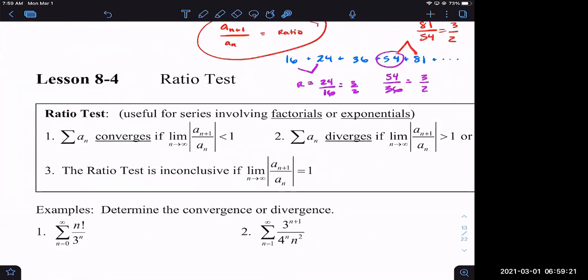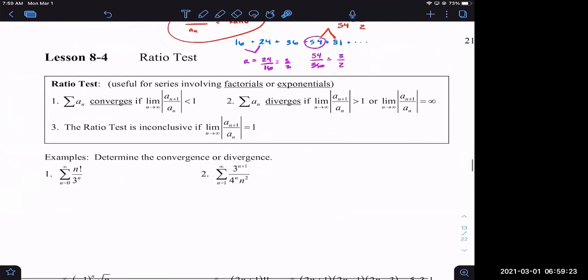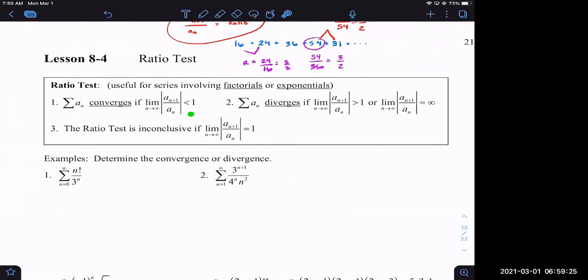The rule is identical to geometric series. If that ratio is less than 1, then it's going to converge just like a geometric series would. If that ratio is bigger than 1, then it's going to diverge. Now, infinity is bigger than 1, so if it's infinity, it's going to diverge. The ratio test, just like the geometric test, is inconclusive if that ratio is equal to 1. So it's pretty easy to memorize because it's the same idea. It's just that the ratio may not be a constant. The ratio may be something different.